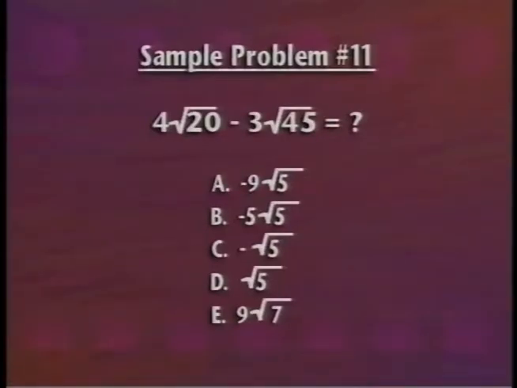Four times the square root of 20 minus 3 times the square root of 45 equals. In solving problems with radicals, I glance at the answers first to see which radicals appear. In this case, 4 answers appear with square root of 5 and 1 with square root of 7. It's very likely that looking to simplify this problem with square root of 5 will help us solve it. For instance, ask yourself, can the square root of 20 and the square root of 45 be expressed as multiples of 5? Yes, they can.